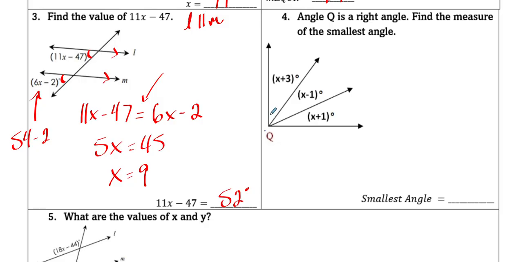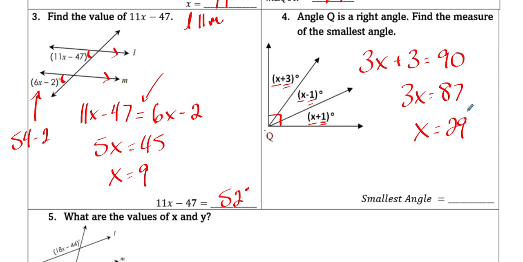Angle Q is a right angle. That means that it has a measure of 90 degrees. Find the measure of the smallest angle. So it looks like that one's going to be the smallest because we're subtracting from it. It's x plus 3, x minus 1, x plus 1. So we're going to find the measure of that angle once we solve for x. We know that together they add up to 90. They are forming a right angle. So combining like terms, 1x, 2x's, 3x's, plus 3, these guys cancel out, so plus 3 equals 90. So 3x equals 87, so x equals 29.